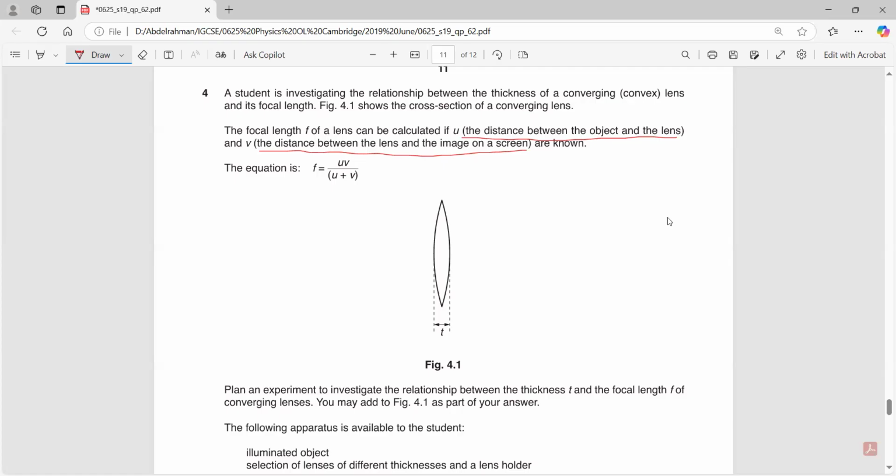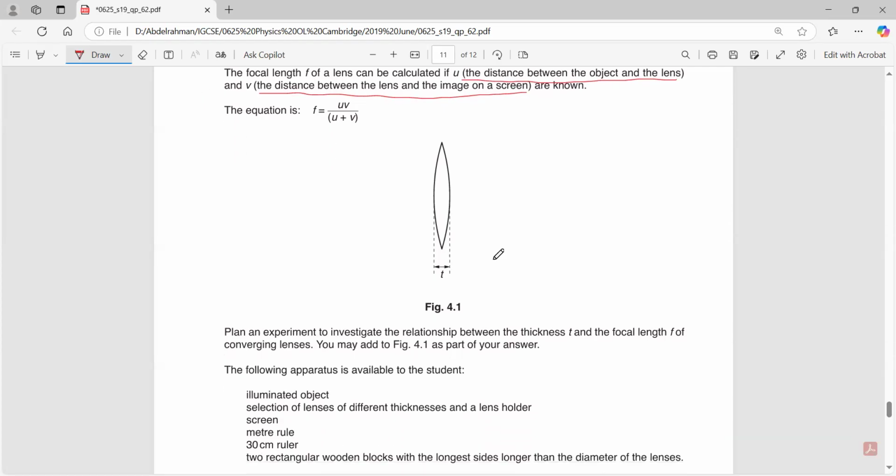So what is he doing? He's changing the thickness of the lens and finding the focal length. This is the whole question.